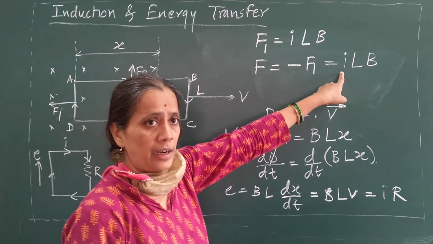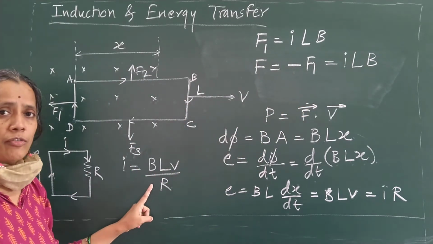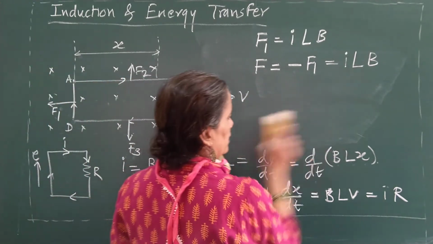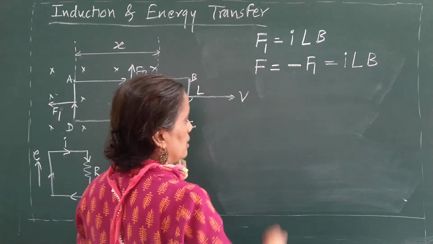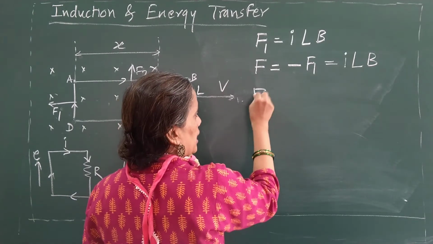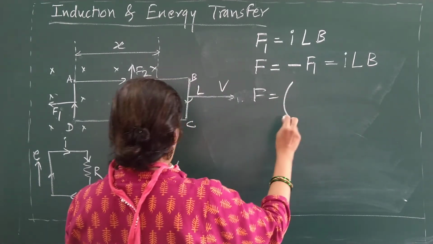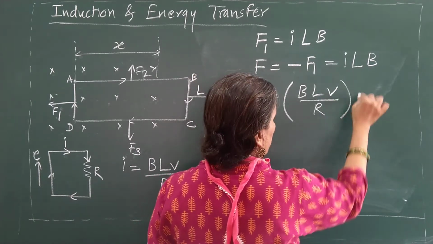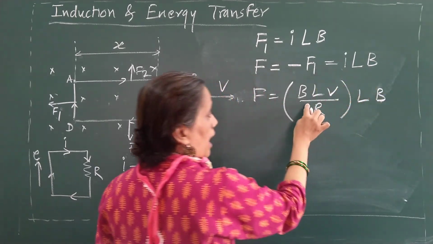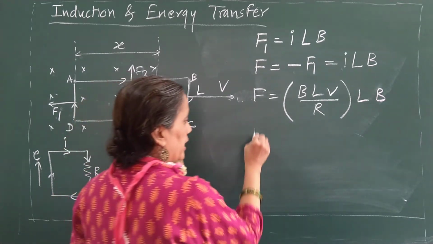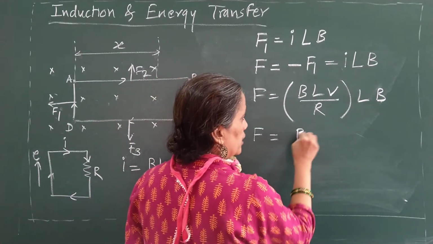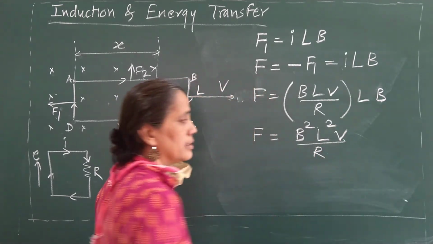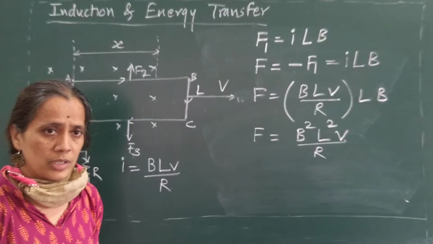Now I is what? Induced current. We have already derived this induced current, so I can substitute this value of induced current in the mechanical force equation. So the mechanical force F is equal to, instead of I, I put the value BLV upon R, multiplied by LV. So this mechanical force is nothing but B square L square V upon R.